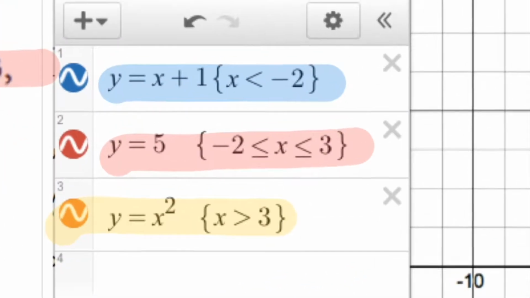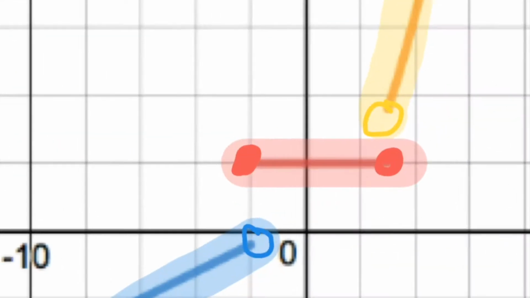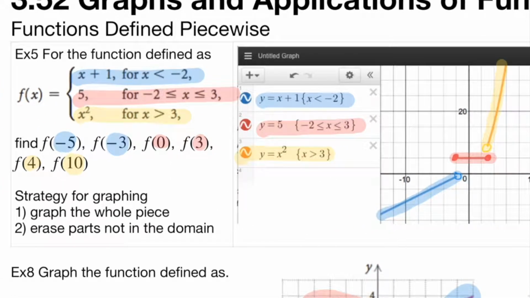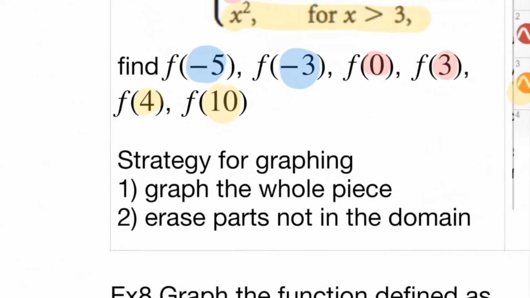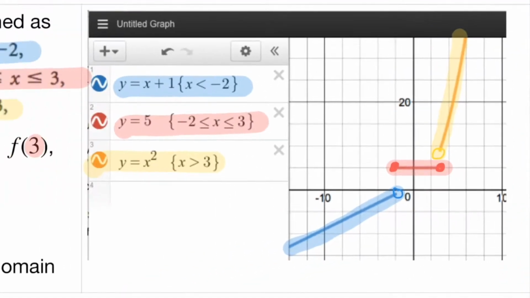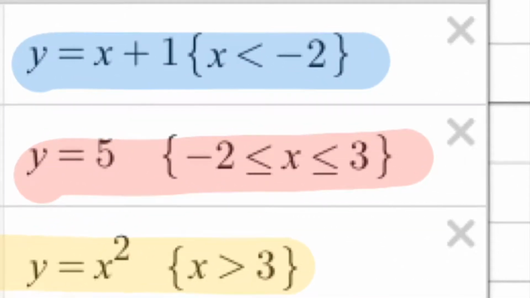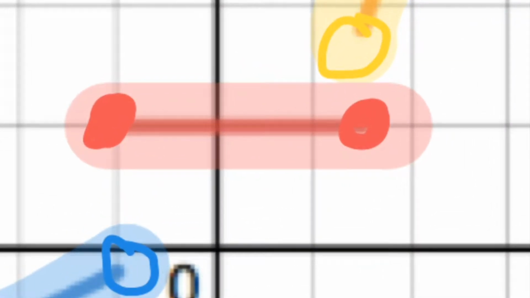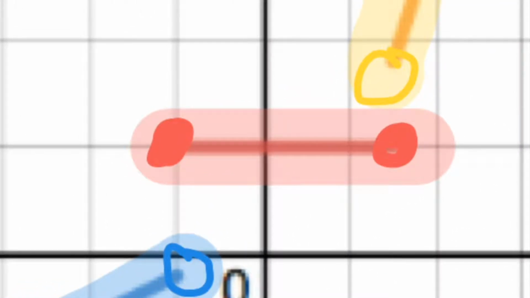You can do the same thing here. y equals 5 is going to be a horizontal constant line. That's the red piece. As the strategy says, you should graph all of y equals 5, but then erase the parts that you don't need. You can see in the domain of this piece, it should span between -2 and +3 inclusive. So here it goes from -2 up to +3, and you can erase all the rest.